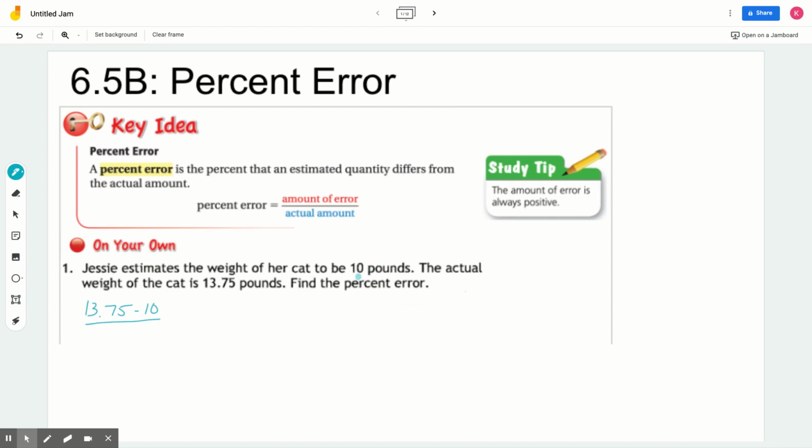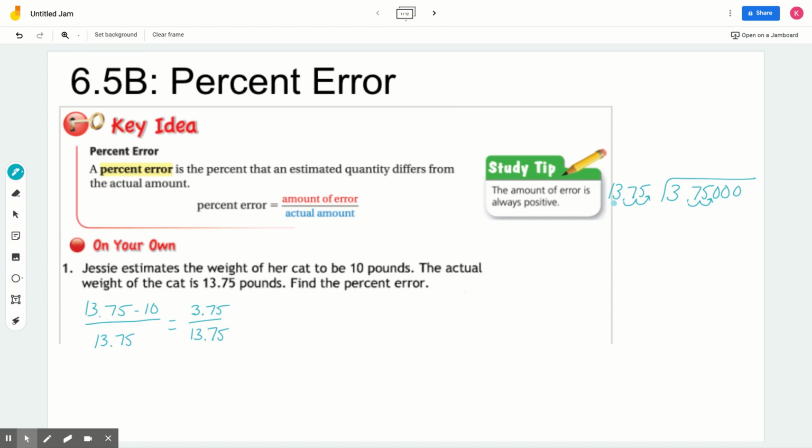So here we see that the estimate is 10 and the actual amount is 13.75. So we put 13.75 as our denominator. When we subtract 13.75 and 10, we end up with 3.75 divided by 13.75. Now keep in mind that that top number, or the numerator, goes inside the division. Now, as we do this, we can see that we're going to need to move the decimal 2 places to the right.